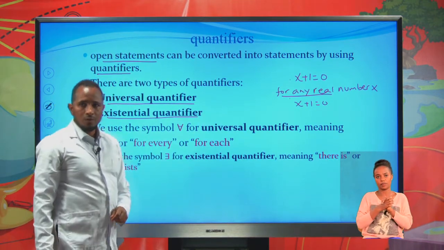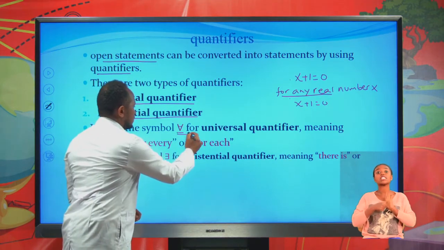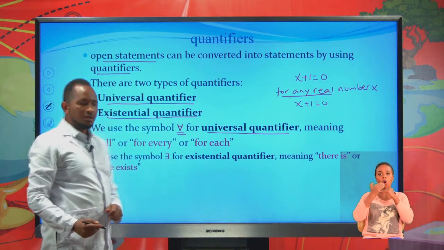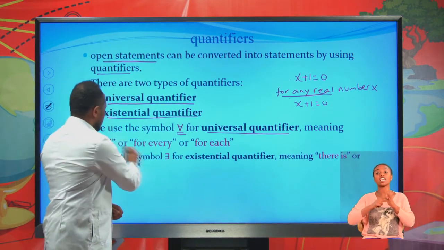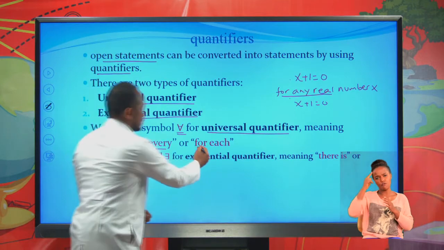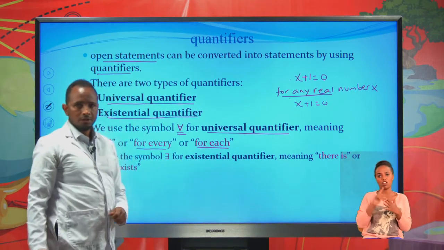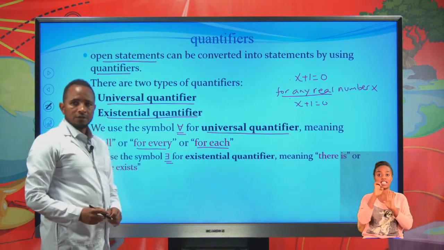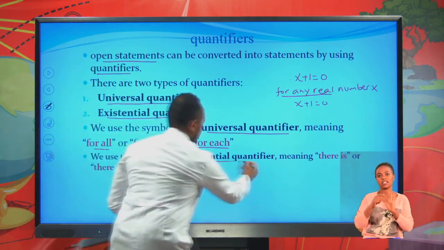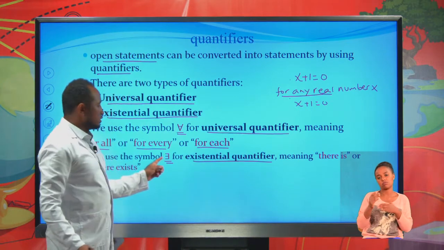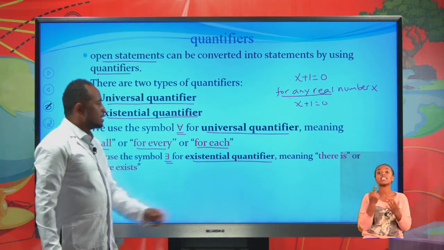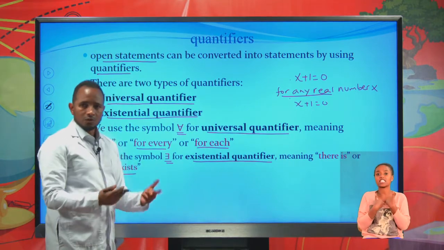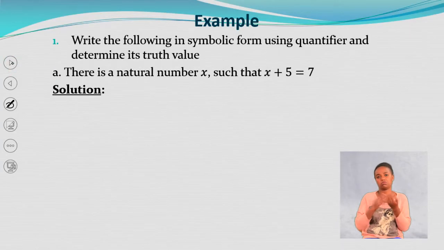We use this symbol for the universal quantifier, and its meaning is for all, or for every, or for each. We use this symbol for the existential quantifier. Its meaning is there is or there exists. Now let's see an example for this.